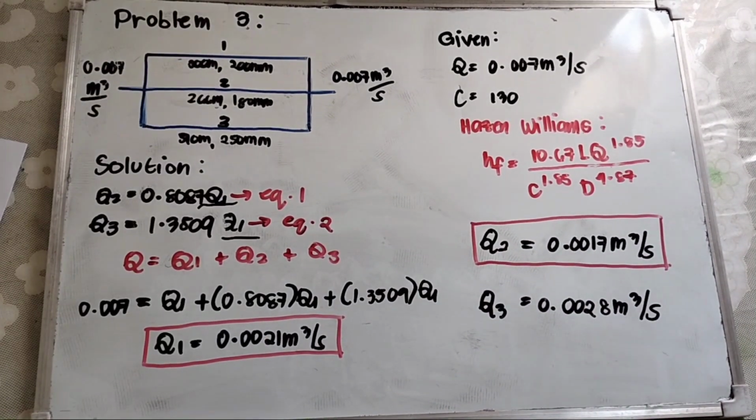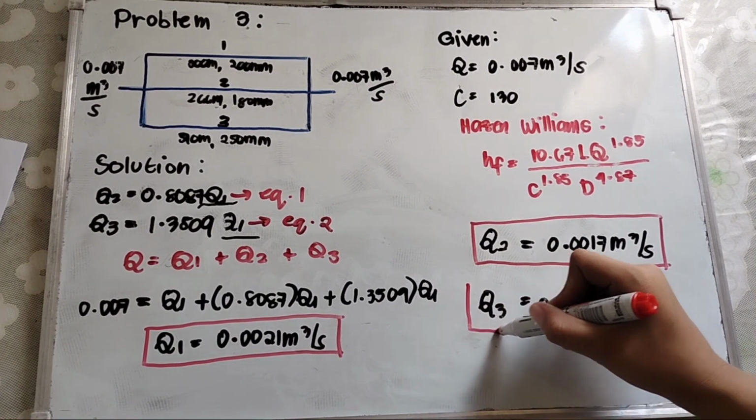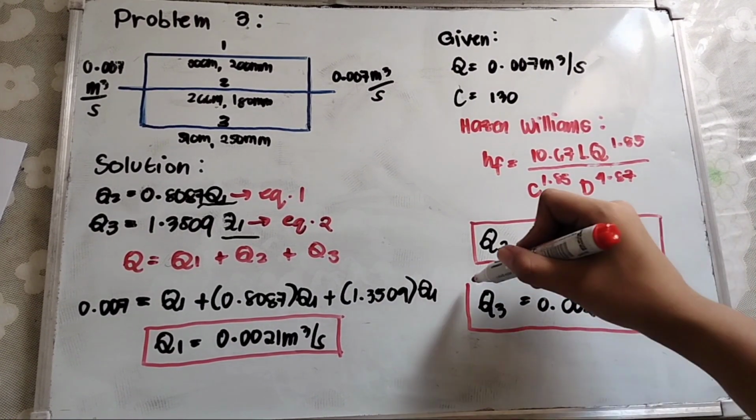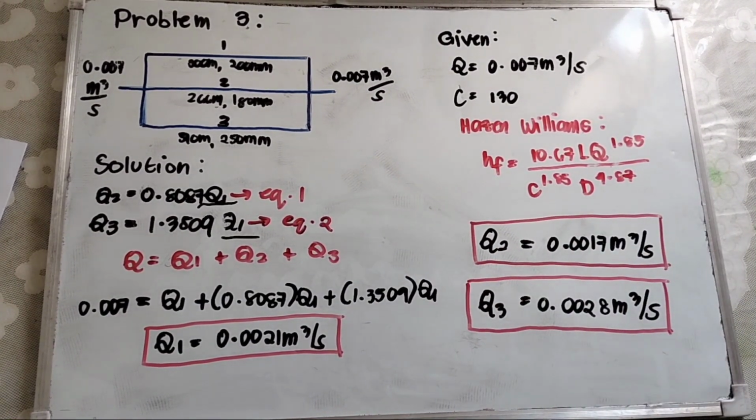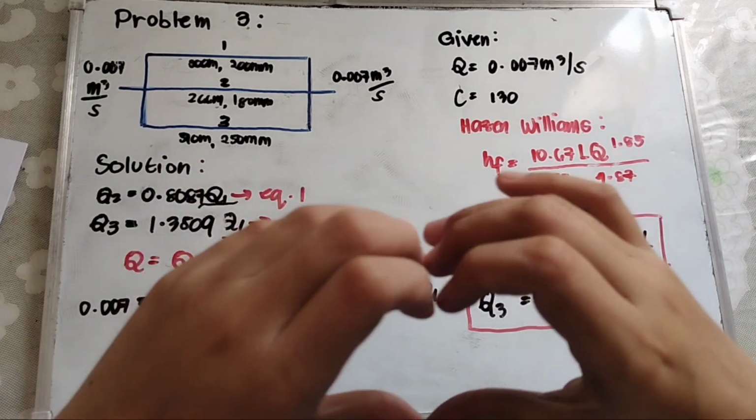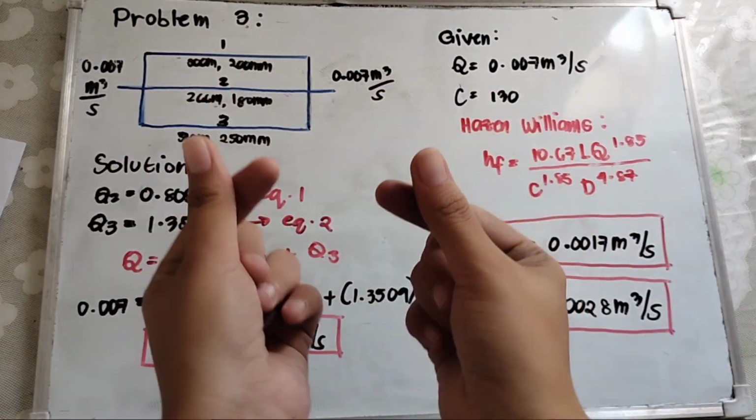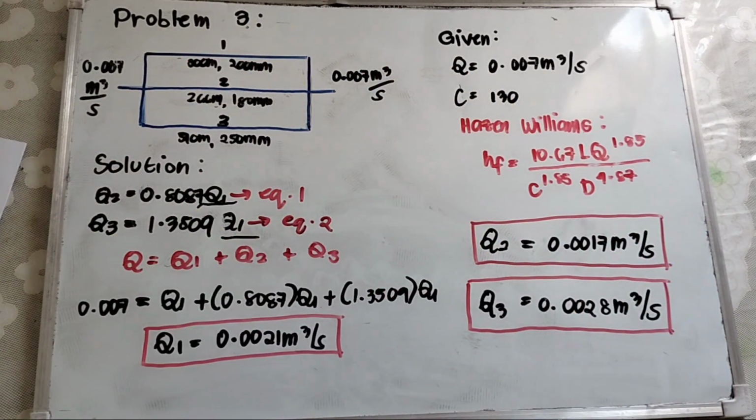Now this is how to calculate the discharge using the Hazen-Williams formula. So that's it for our pipes connected in parallel.